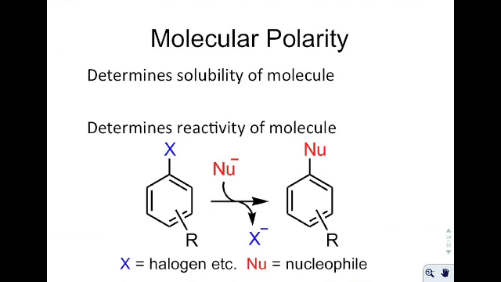So whenever you look at it, molecular polarity determines the solubility of a molecule as well as the reactivity of the molecule when you're looking at a nucleophile. So this right here is a nucleophile. Nu is not an element. It's saying that it's something that's negatively charged that wants to attract to a positive part of a molecule. And this right here is a halogen. It's just any halogen, chlorine, iodine, something like that.